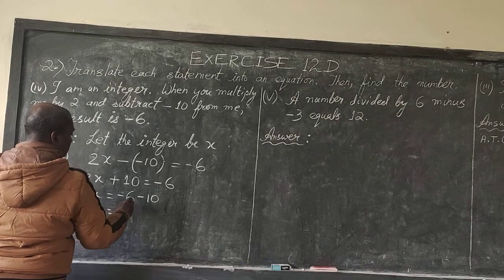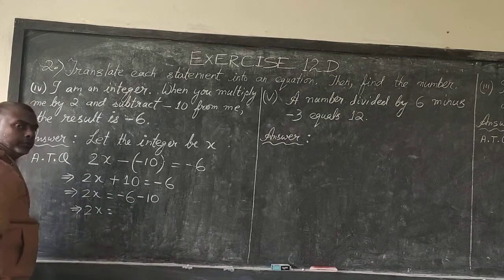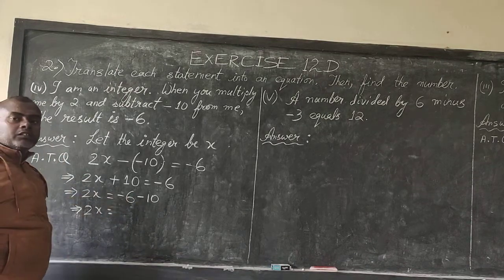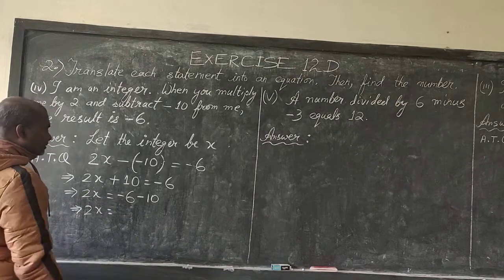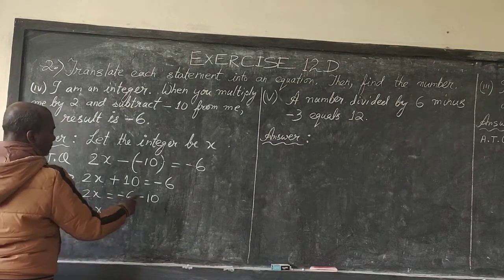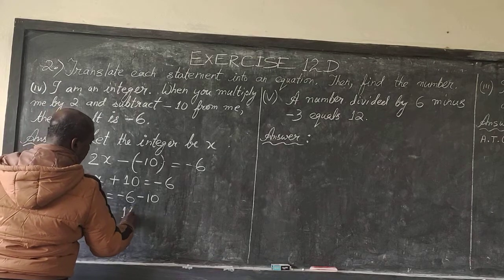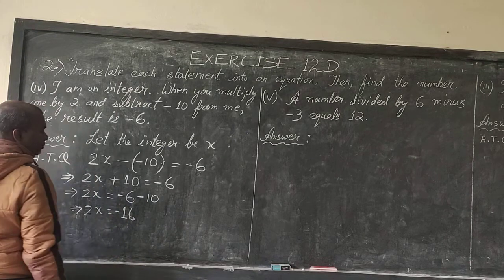2x is minus 10 and minus 6. See, both of them are negative numbers. So same sign numbers we add. 10 plus 6 is 16. And since both have minus sign, the answer also will have minus sign.